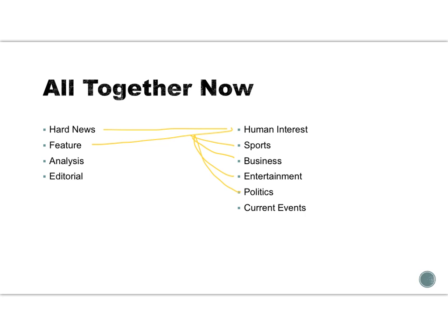Okay. Analysis, as a combination of hard news and feature, can really apply to pretty much anything, because you're going to give those basic bare bones and then talk about the impact on whoever else is involved. Editorial, you can find editorials related to sports, you can find editorials related to business practices, you can find editorials related to entertainment, although it's a little less common. Generally not applied to human interest, certainly applied to politics and current events.